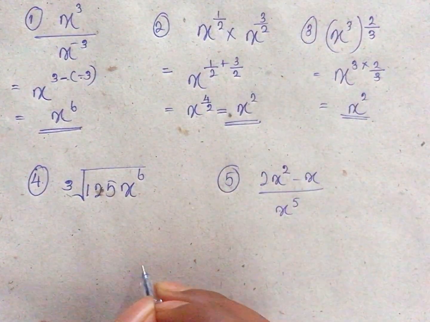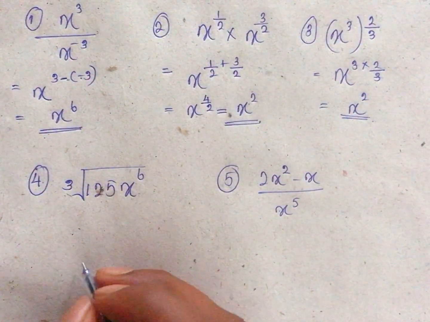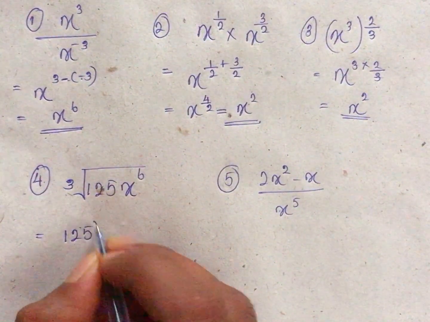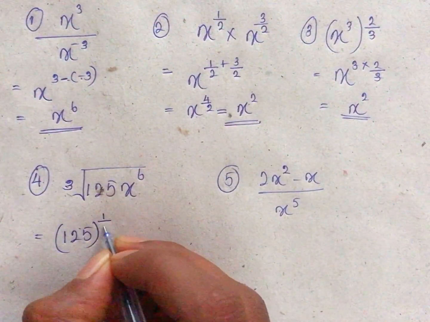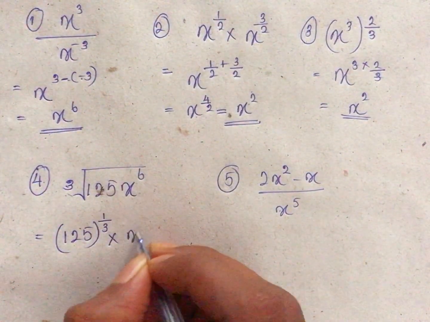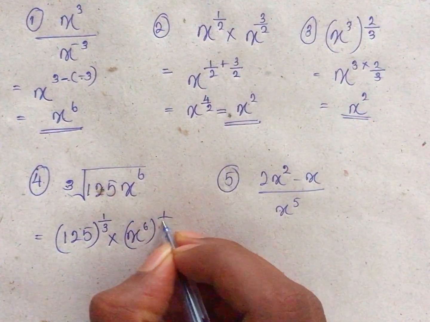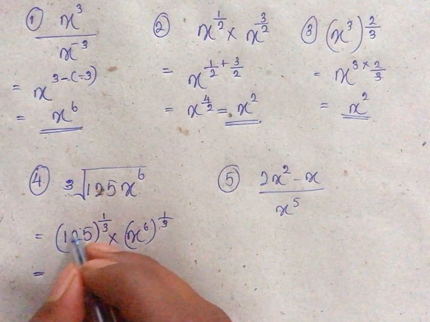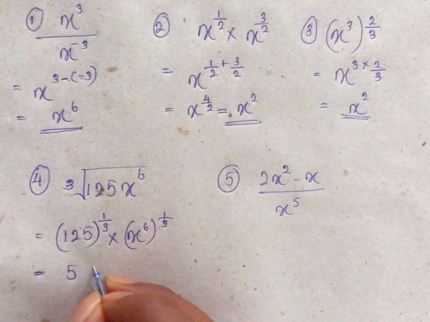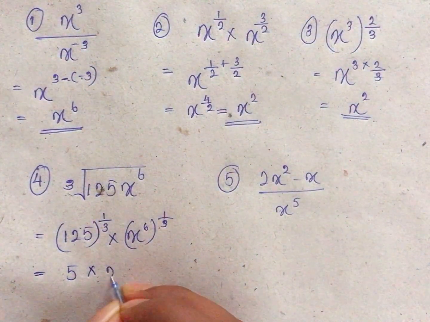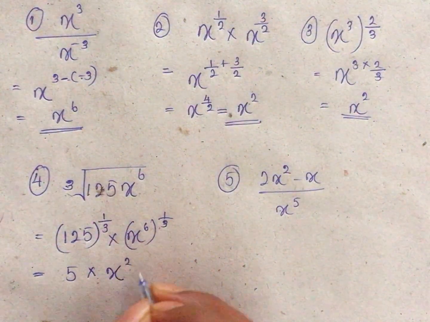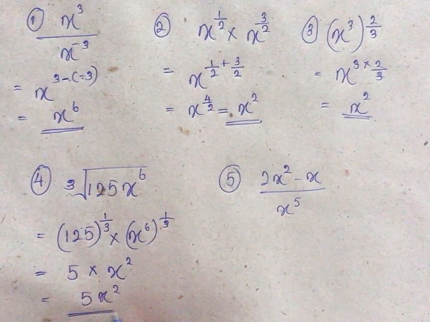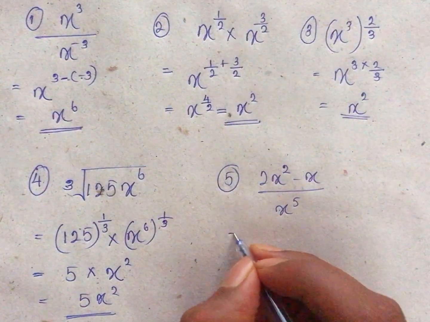Fourth case is the cube root of 125 x to the power 6. The degree of the root is 3. Then you need to write it as 125 to the power 1 over 3. Then the other part is x to the power 6 into 1 over 3. 125 to the power 1 over 3 is equal to 5, and we multiply 6 and 1 over 3, we can get it as 5x squared.